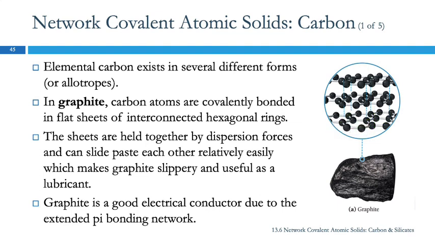and we have this two-dimensional sheet, this flat sheet of these hexagonal rings, and then we have layered on that other sheets, and what's holding the sheets together is just dispersion forces. And because of this, the layers can slide past each other, and that's what makes graphite slippery. Right? So you can use it in a pencil. It's pencil lead. Pencils have no lead in them.